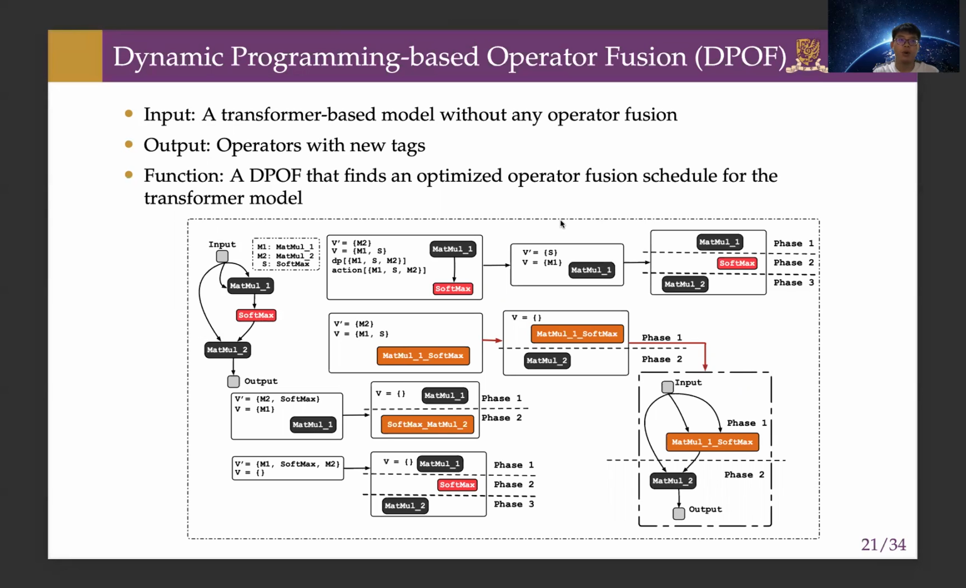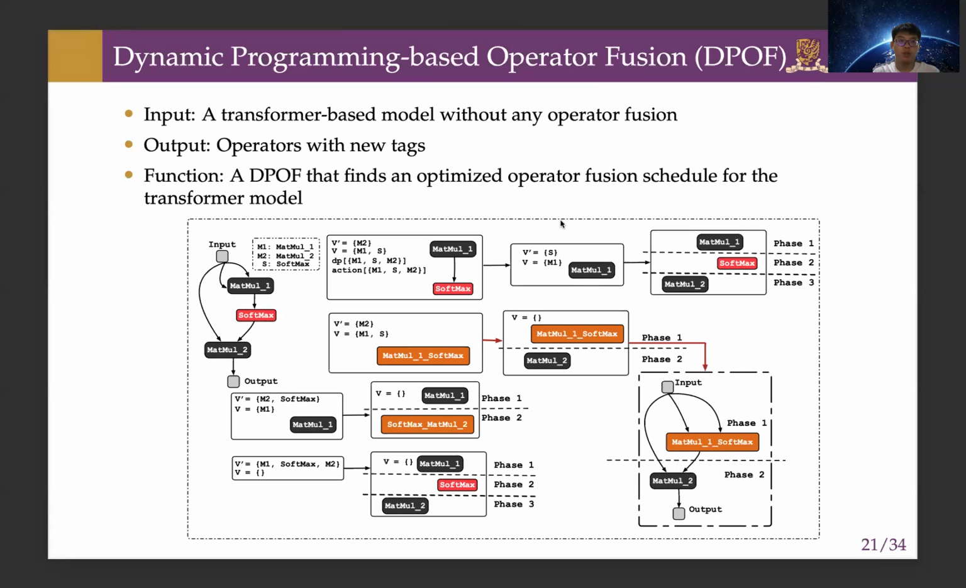In this example, we have three conditions. As we can see from the flow image below, in the first condition, set V has two operators, matrix multiplication 1 and softmax. Set V prime has matrix multiplication 2. Note that matrix multiplication 1 and softmax are in two independent phases.